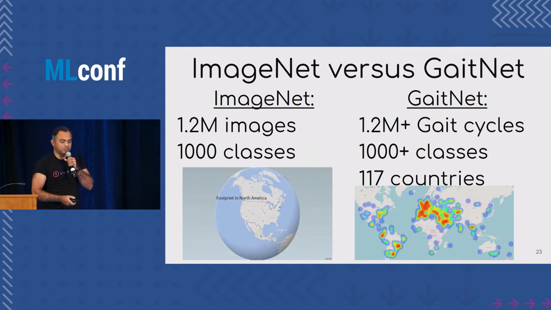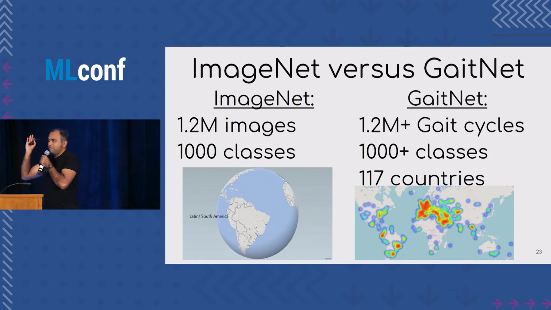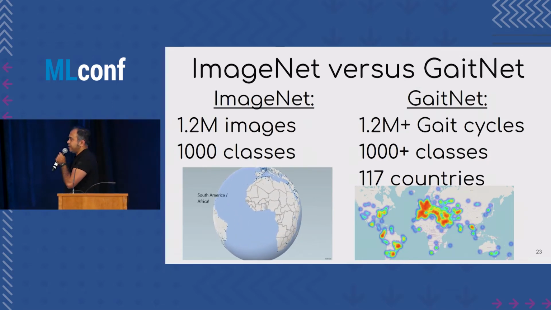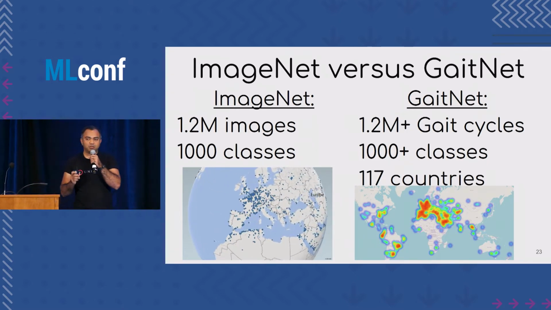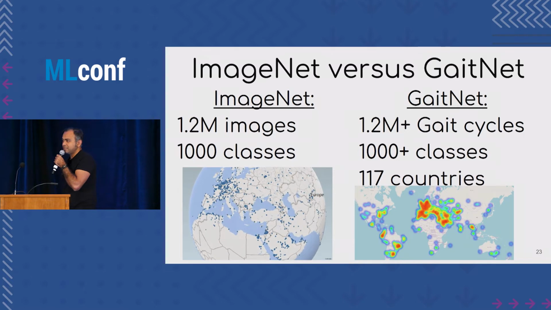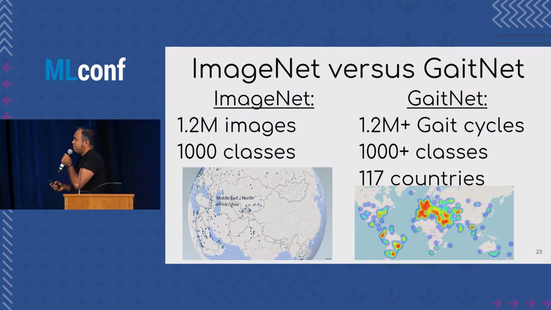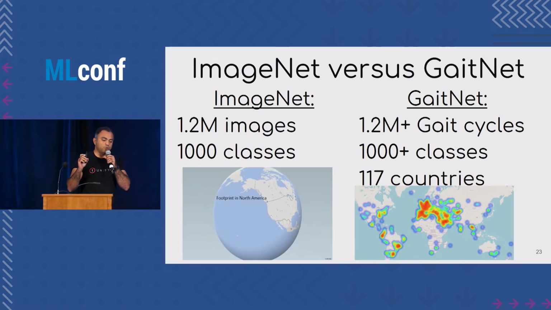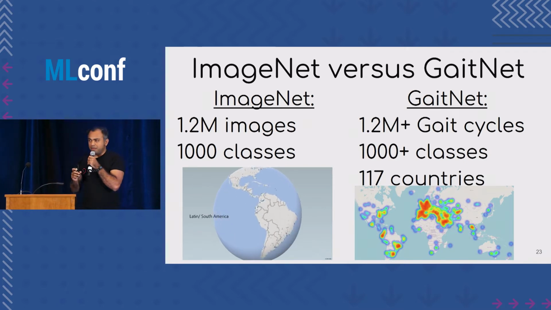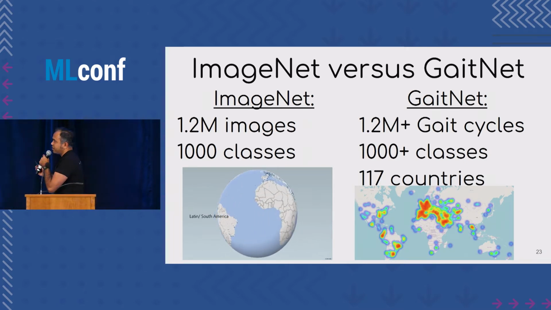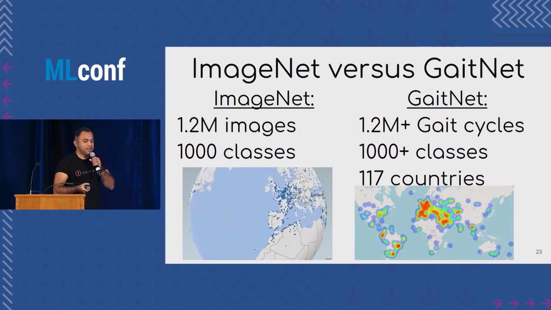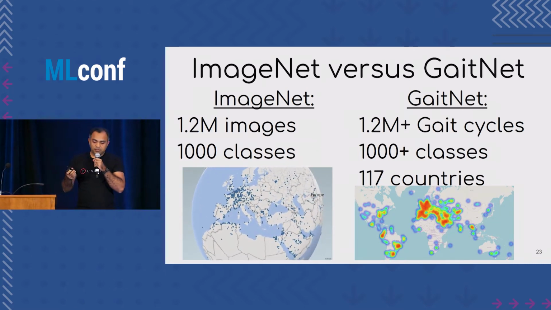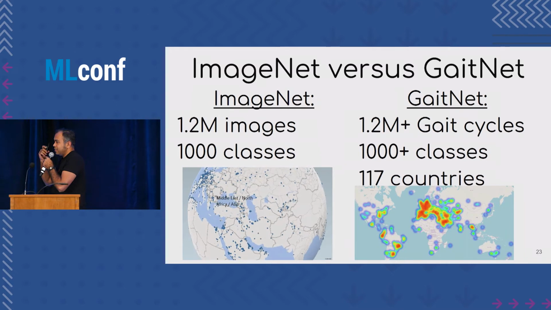And let's look into some of the specifics. When juxtaposed, the ImageNet dataset had roughly 1.2 million images spread across 1,000 different classes. Version 1 of our dataset also has about 1.2 odd million gait cycles coming from volunteers from 117 different countries. The dataset was collected with consent, and these were volunteers who used the device in the wild.